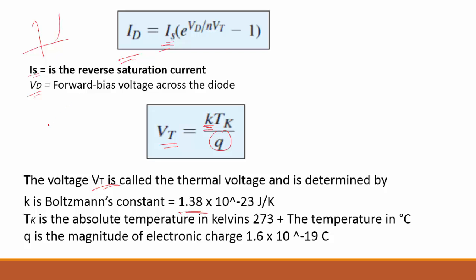Now there is one unknown term that we call n. Here the n value varies from 1 to 2. If the diode is made up of silicon, the value of n will be equal to 2. If it is made up of germanium, the value of n will be equal to 1.